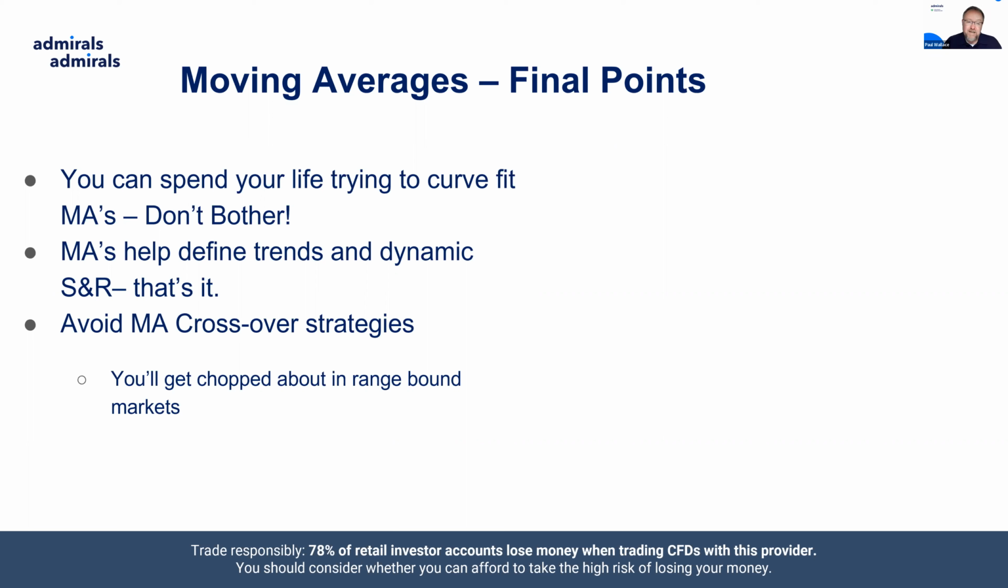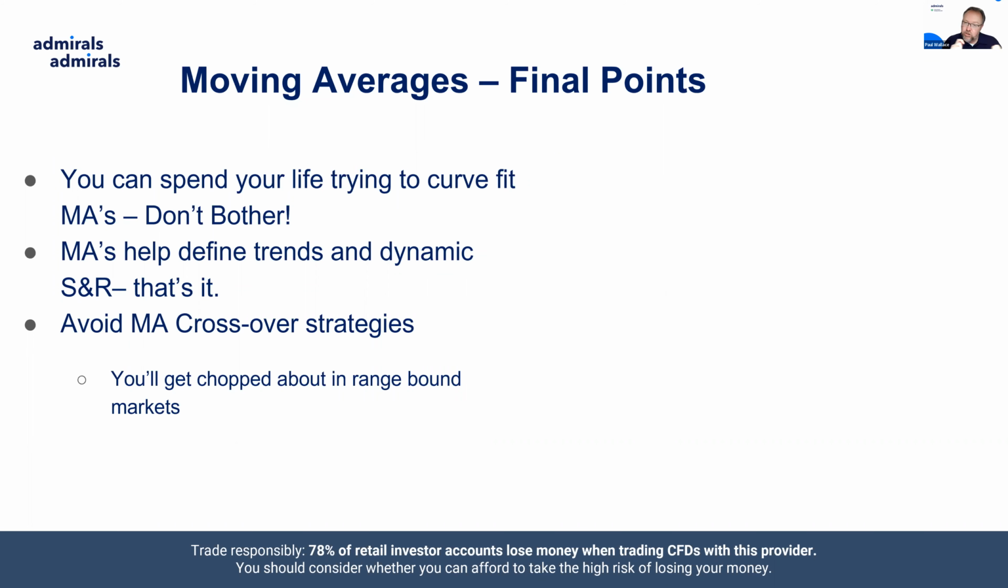My general advice to traders is don't bother. As you see on my charts, I have a 20 simple, a 50 simple, and a green 200 period. Just keep it simple. I'm not using them to trade moving average crossovers. What I'm using them for is to help define trends and also dynamic support and resistance, which is a topic in itself, ladies and gentlemen, and maybe that's what we'll look at in a future session. And as a general rule, I say avoid very simple moving average crossover strategies.